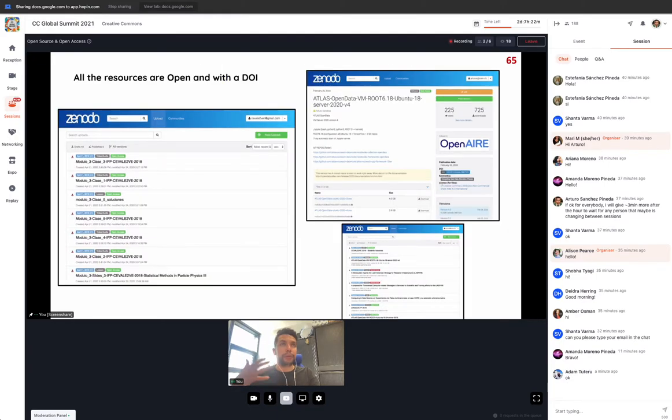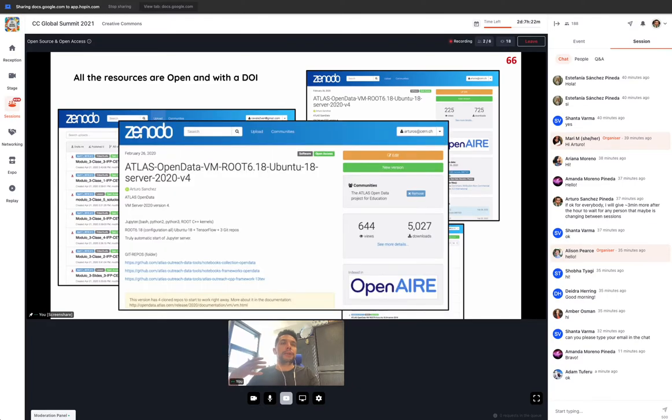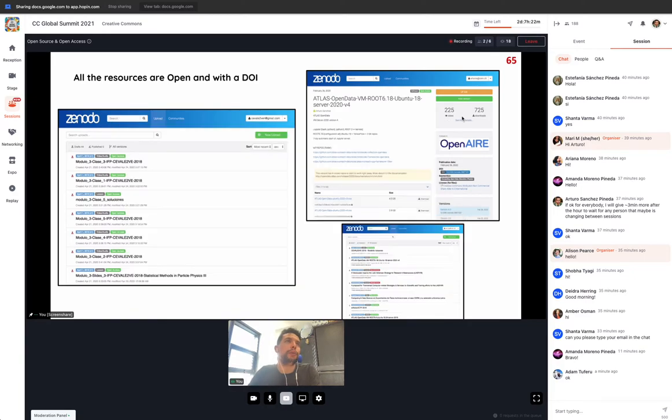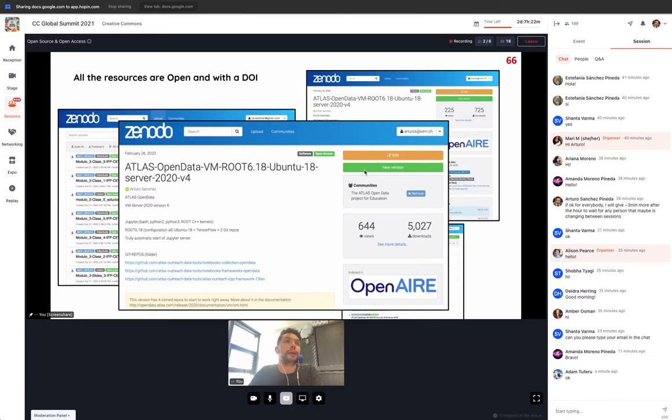Open access is also the classes I mentioned, the tools. Something that I wanted to show between this slide and this slide is that thanks to this way of doing things, in the case of the virtual machine, it had been downloaded something like 700 times when I made this slide, a couple of years ago. And I took this screenshot today, and it has been downloaded by more than 5,000 people.